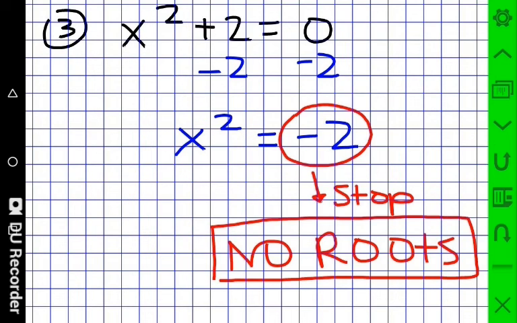And the last one, I subtract 2 on both sides. I then get a negative. A negative, I'm going to stop and write no roots. So if you have any questions, let me know. This is a difficult concept. We're going to keep practicing it over the next couple lessons. This is just the beginning of square roots, all right? So let me know.